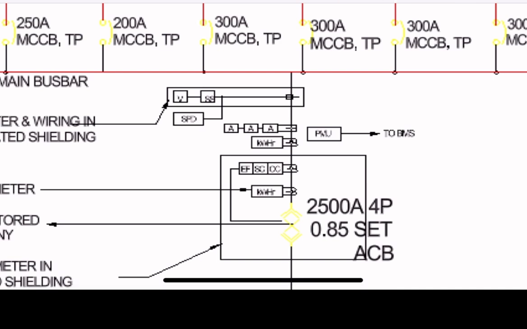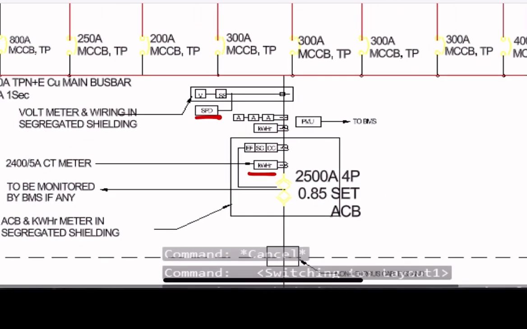I will discuss in an upcoming video the ammeter, voltmeter, what is SPD, where we have to fix the CT, and what is the kWh meter. All of these we will discuss in an upcoming video of the MDB designing.